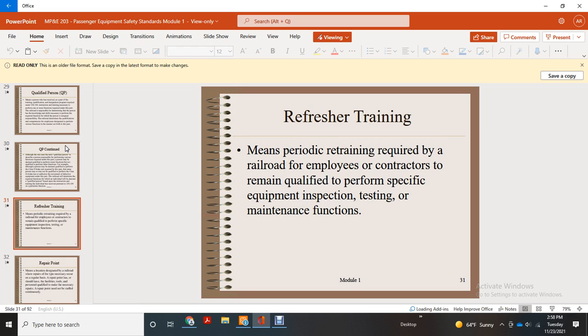Refresher training means the periodic retraining required by the railroad for the employee or contractor to remain qualified to perform specific equipment inspection, testing, and maintenance functions.